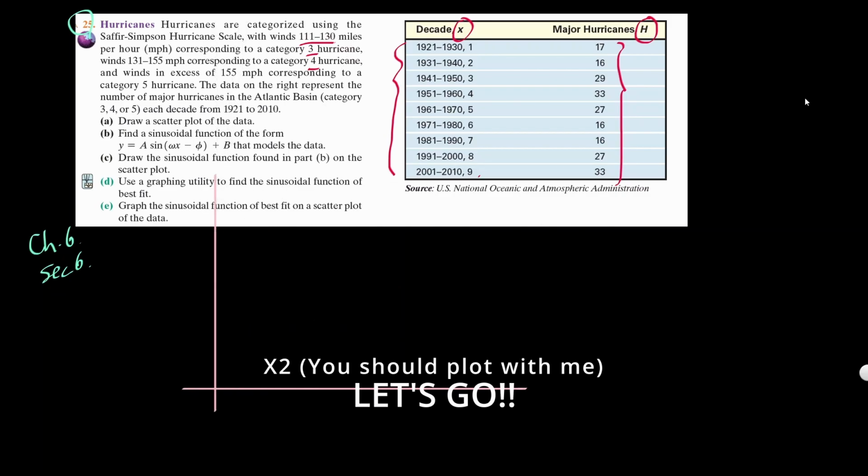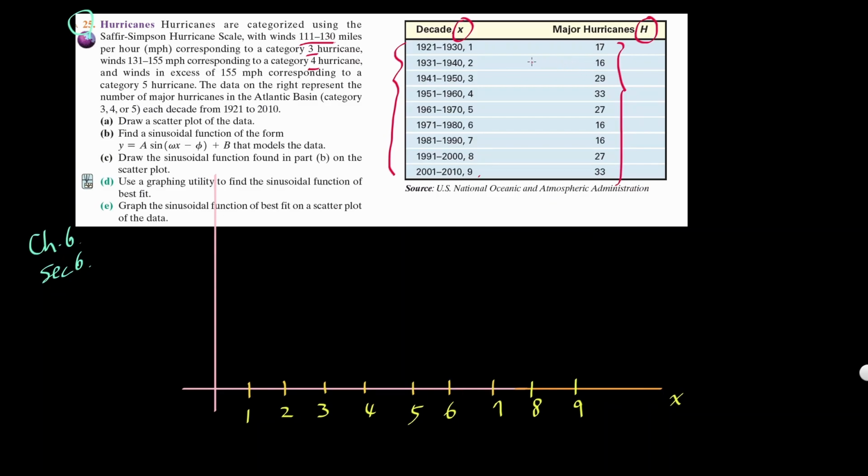Okay, and let's label all these. So we've got 1, 2, 3, 4, 5, 6, 7, 8, 9. I guess the x-axis you could label as just x or decade. And then here, let's find the lowest number. Let's see, that's the lowest, and 16 is also low. Let's find the highest. I think it's 33. That's the highest, and this is high as well.